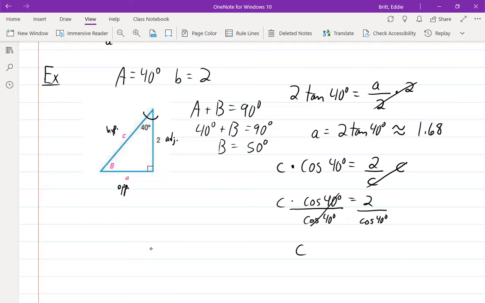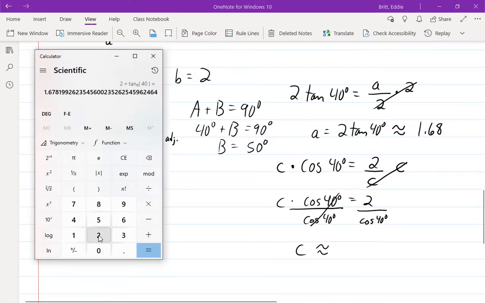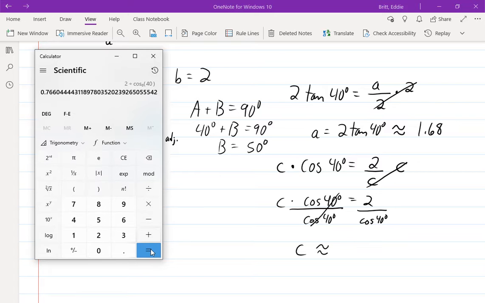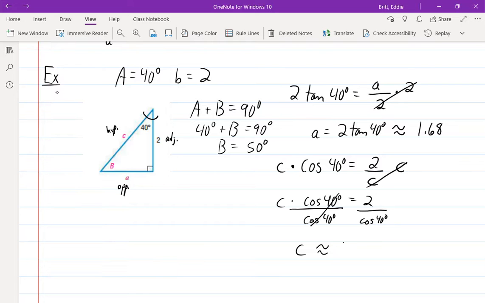So side C is going to be approximately, I need to take my calculator, and I'll say 2 divided by, and then cosine of 40. And on my calculator, I have to hit equals after I do that. So if I rounded that to 2 places, I'll get 2.61. So it's approximately 2.61.